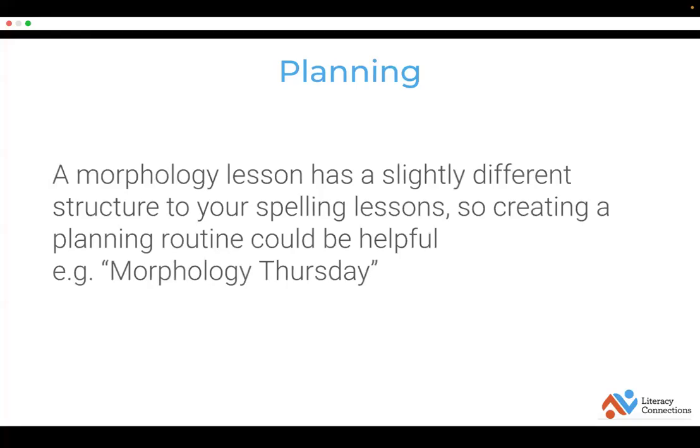And because that structure is different, and you've got children who are very used to the routine of a lesson, if you always have your morphology lesson on the same day, like a morphology Thursday, then that can be helpful for those students who really like that routine.